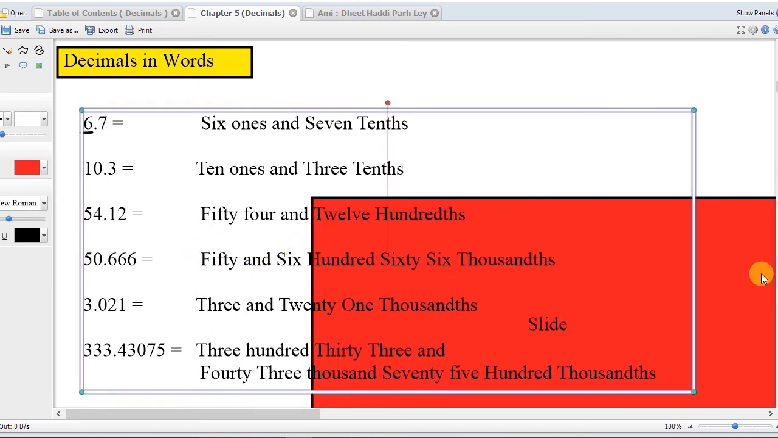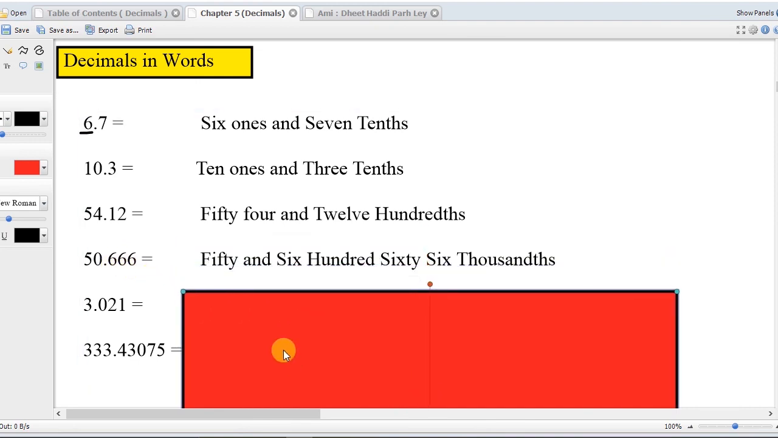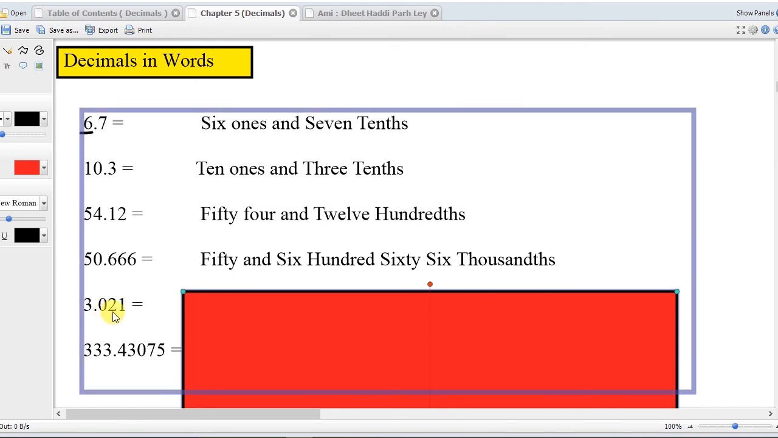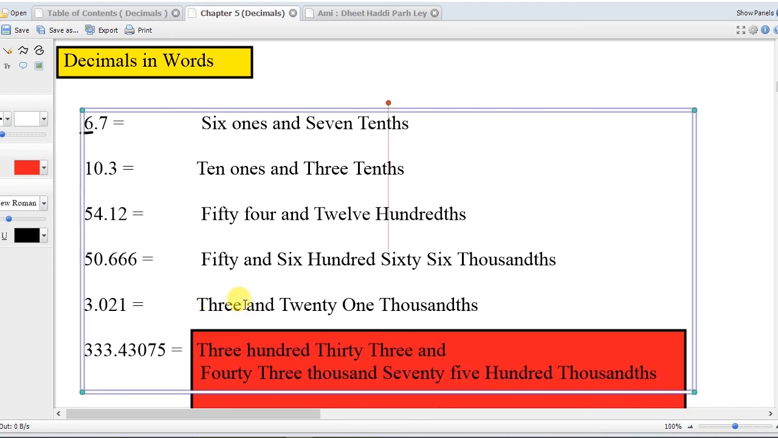So it's 54 ones and 12 hundredths. Similarly, 50.666. What is the place value of this last digit? Thousandths. So 666 thousandths, right? 50 ones and 666 thousandths. Similarly, 3.021. The place value of this digit 1 is tenth, hundredth, thousandth. So it's 3 ones and 21 thousandths, right? Okay.